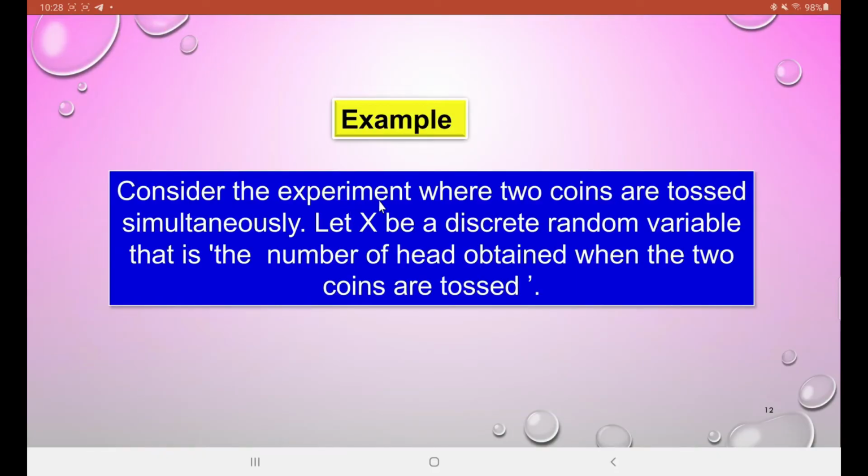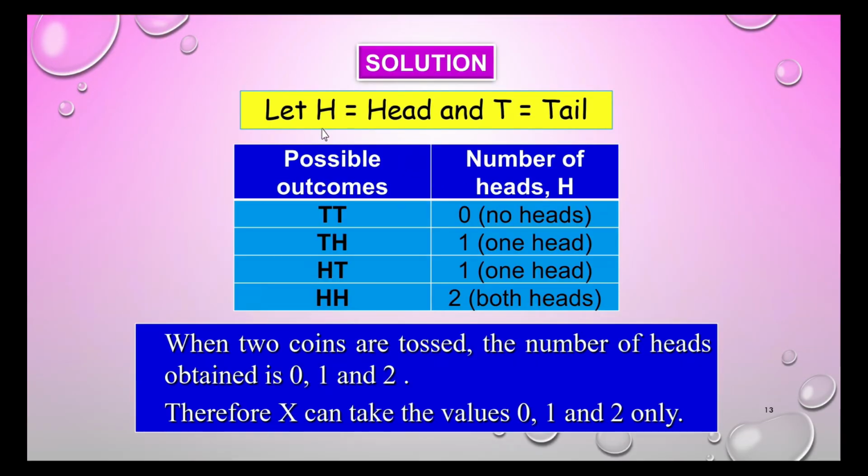Next, consider the experiment where two coins are tossed simultaneously. Let X be a discrete random variable, that is, the number of heads obtained when the two coins are tossed. Let H denote head and T denote tail. When we toss two coins simultaneously, the possible outcomes are HH, HT, TH and TT. Therefore, the total number of outcomes is 4.